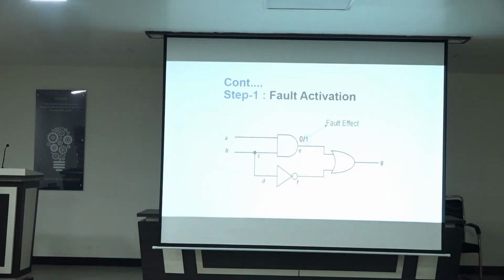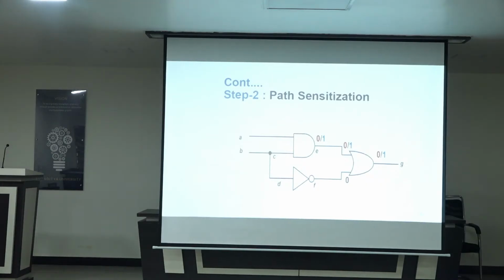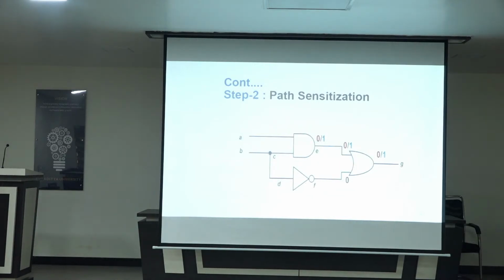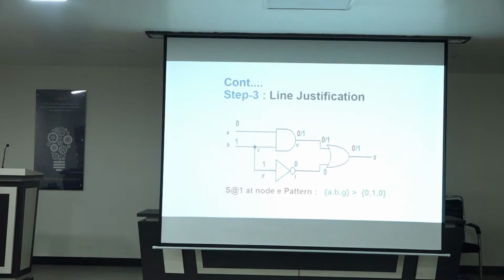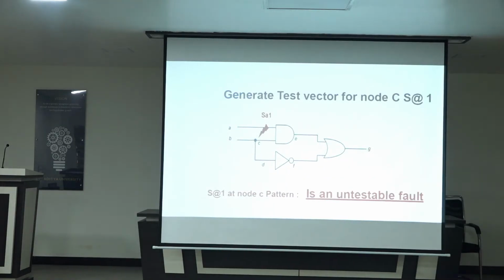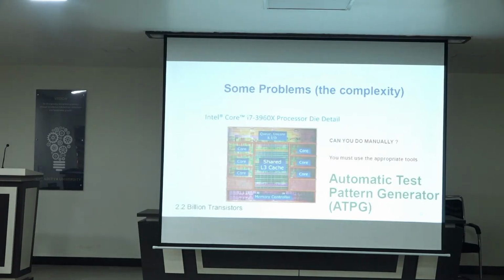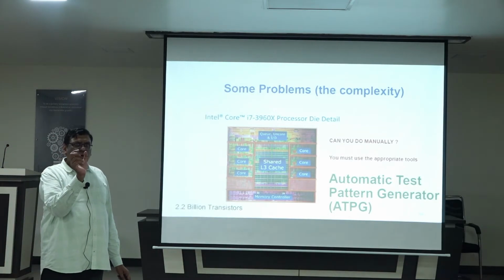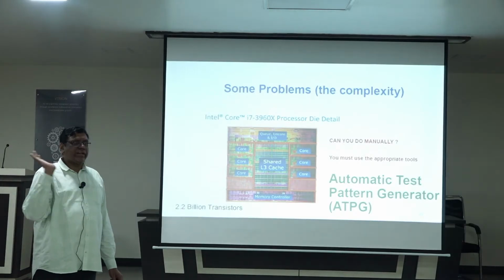Next, the fault activation. Next, path sensitization. That means path sensitization is where the output is coming. Then line justification. This is one example of that, which we already discussed. Like that, for all the circuits we have to do it. For all the combinational circuits we have to do all these steps by ATPG.